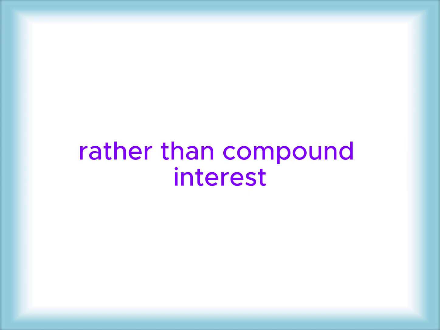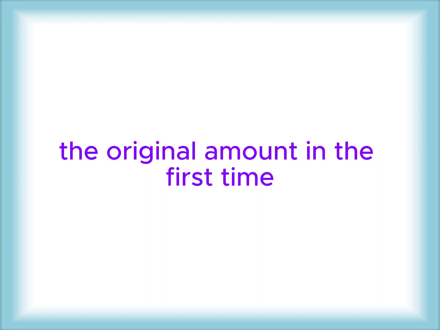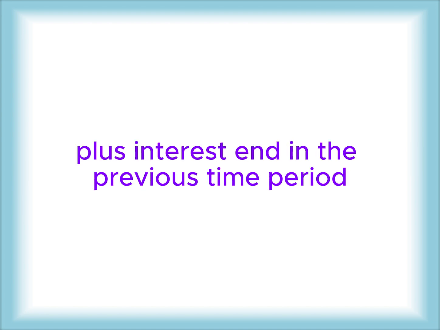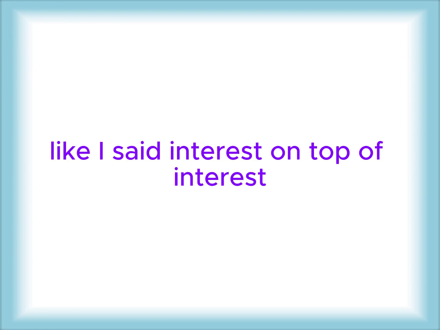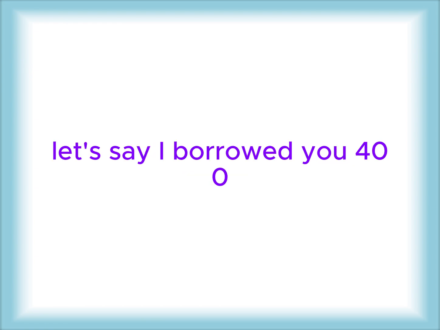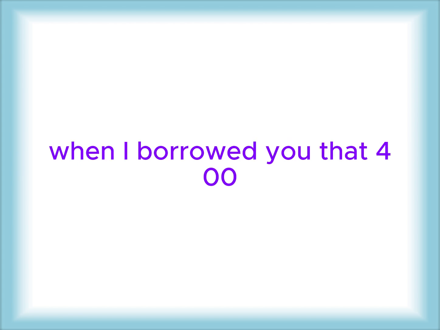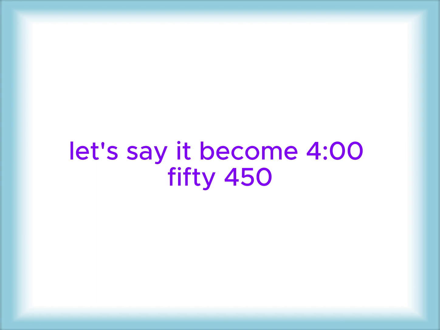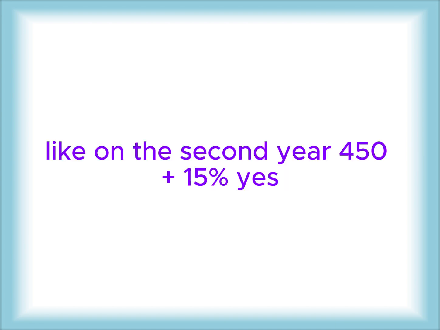Then there's compound interest, the heavy, complicated one. It is calculated on the original amount plus the interest earned in the previous time period, like interest on top of interest. Let's say I lend you 400. When you give me back my 15%, I add that 15% on top of the 400. Let's say it becomes 450, then in the second year it's 450 plus 15%. Yes, it's complicated, but I know that you get me.